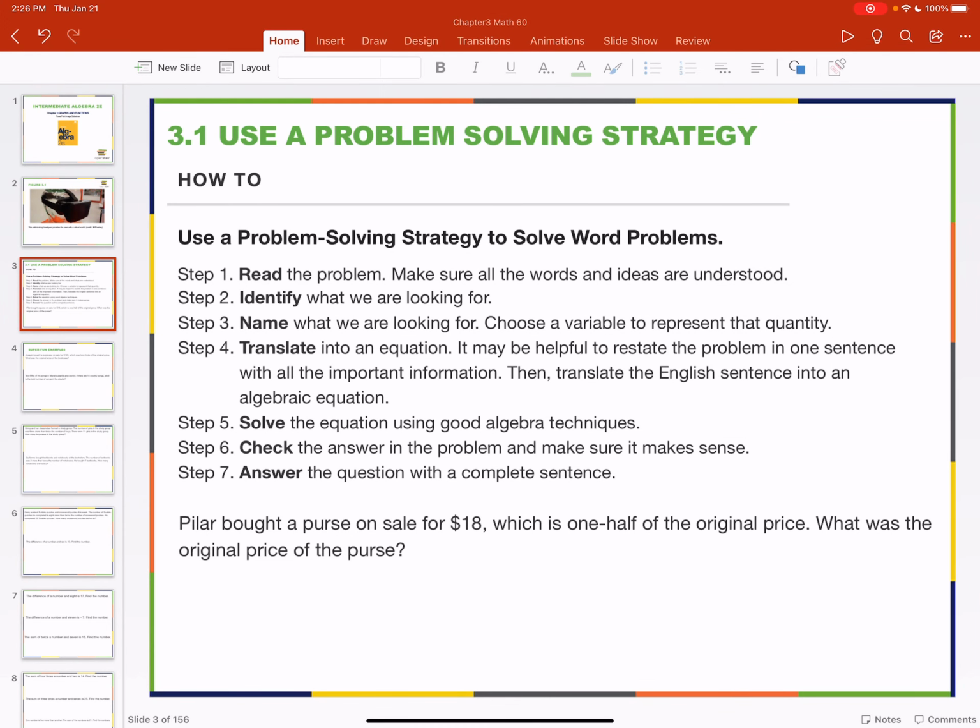Hi, everybody, and welcome to section 3.1, which deals with using problem-solving strategies. So let's just go over this really quickly. How do we use problem-solving strategies to solve word problems?